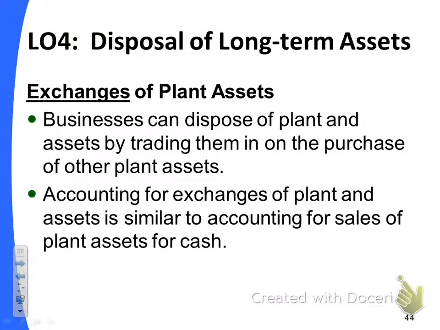Okay, explain exchanges of plant assets. Property, plant, and equipment. Businesses can dispose of plant assets by trading them in on a purchase. And accounting for the exchanges of plant assets is similar to what we just did with our sales. So this is like when you have a trade-in. If you have a trade-in on an asset, you're going to do similar steps to what we just did when we sold them.